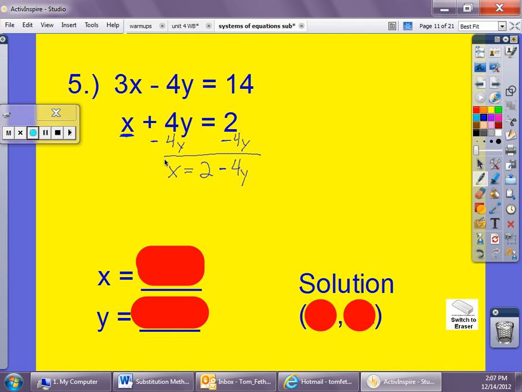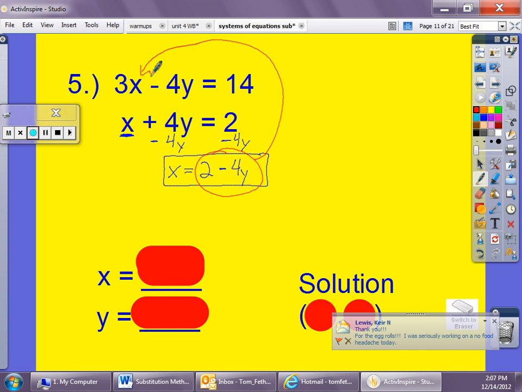So now I have this equation solved for x. It says x equals, so I have it solved for x. And I want to circle everything that x equals, so that's 2 minus 4y. And I can substitute this back in for the x value. So we're going to replace the x with 2 minus 4y.